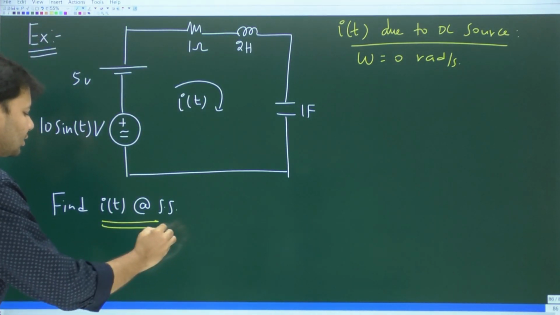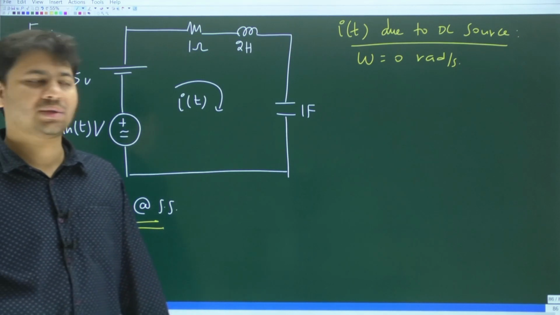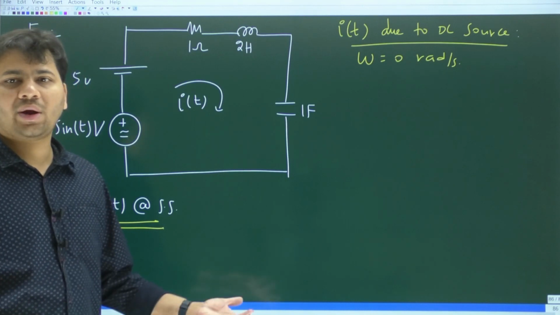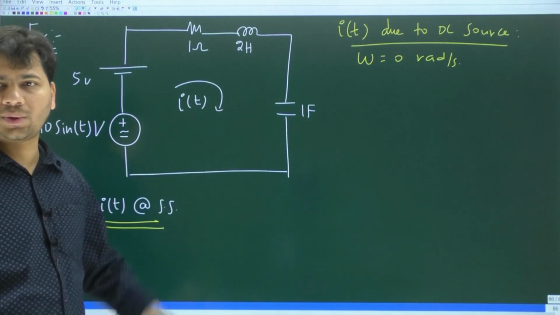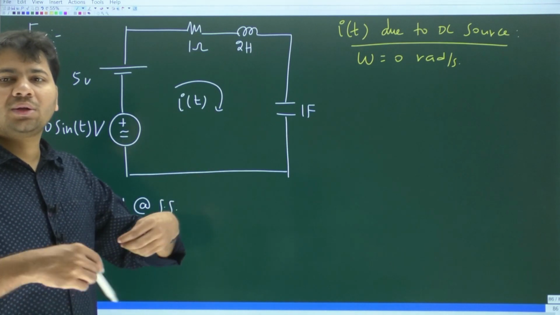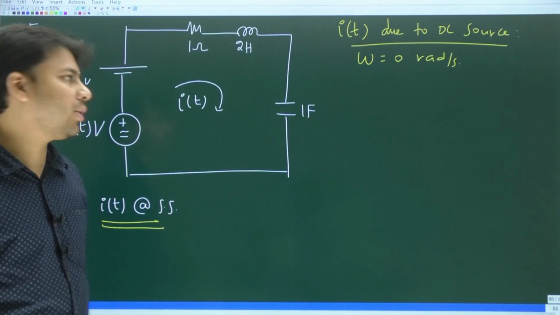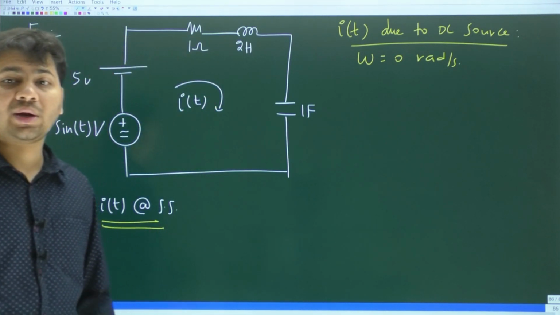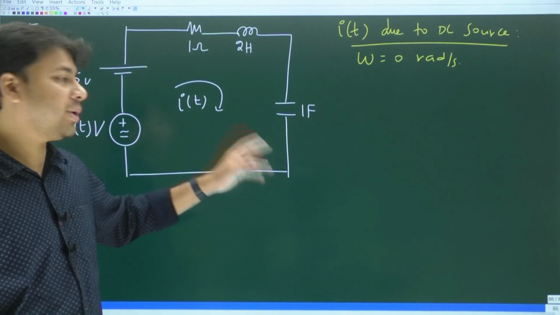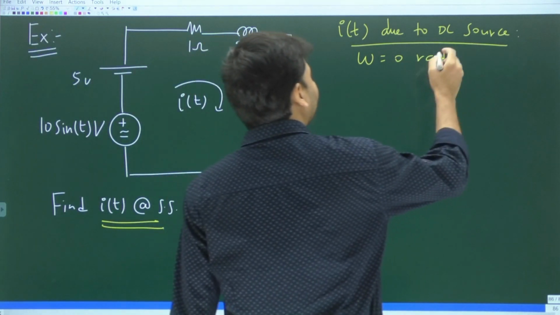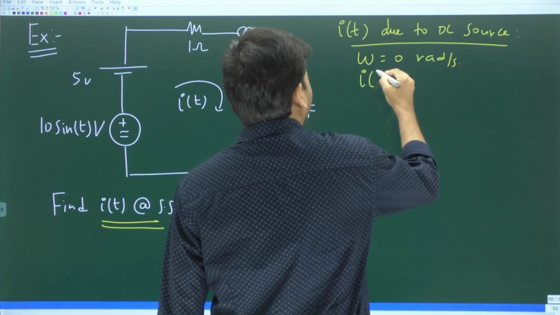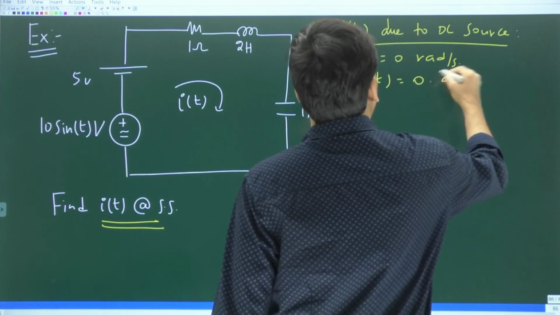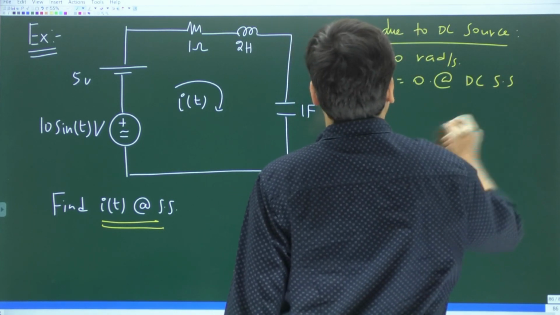Now due to the DC source, by the way, you should find what? i of t at steady state. Now due to the DC source, the circuit will reach what? DC steady state. You know at DC steady state, cap is what? Open, inductor is what? Short. When the cap becomes open, the loop also becomes what? Open, no current will flow. So what is the current in the circuit at DC steady state? Because the cap becomes open, no current will flow. So i of t due to the DC source is 0 at DC steady state.